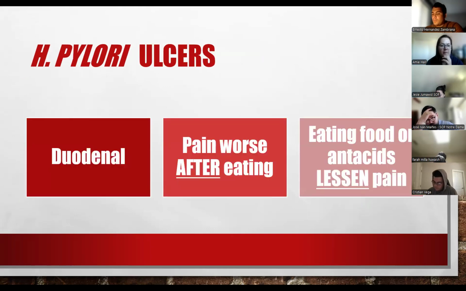H. pylori ulcers are mostly found in the duodenal area. The pain is worse after eating. So you are fine, you eat something, and then you get pain, which is typically a sign that there is something going on in the duodenum. But eating foods or antacids can lessen the pain. So it's kind of a vicious cycle. You eat to decrease the pain, but then eating causes more pain there.